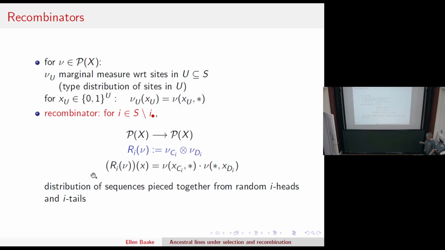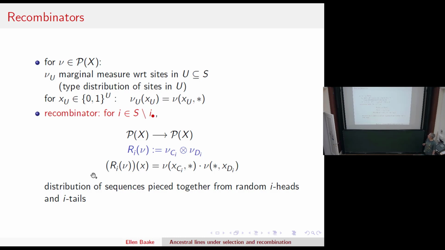The first thing we need are the marginals. For a probability measure mu on the type space and a subset U of S, mu sub U is the marginal measure with respect to the sites in U. So for a subsequence XU, mu sub U of XU is simply the probability that a sequence X agrees with the subsequence at the sites in U and has no matter what at all the other sites. And with this we can write down our workhorse.